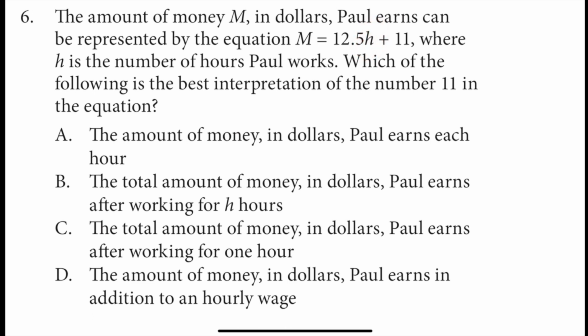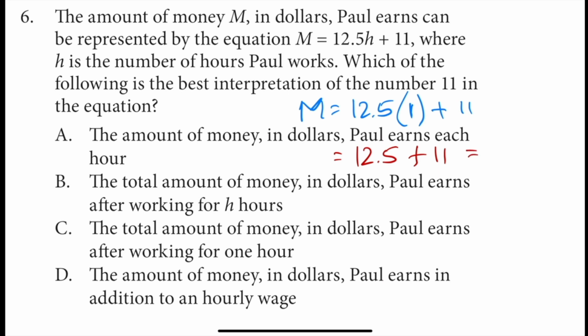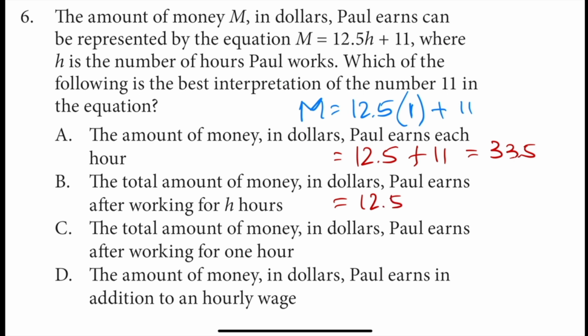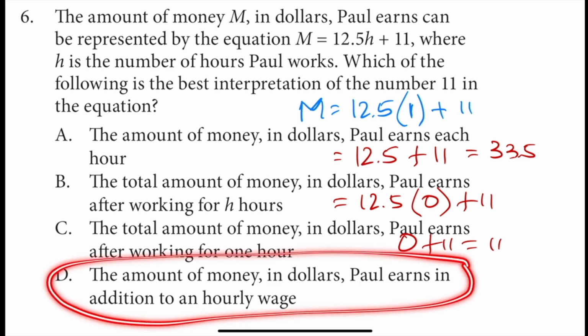H is the number of hours. Let's pretend that he works for 1 hour. How much does he make? 12.5 times 1 gives me 12.5. But after that, I have to add 11. Okay? So that's going to give me 23.5. Keep in mind, let's pretend that he doesn't work at all. 0 hours. Does he get paid? Yes, 12.5 times 0 is going to give you 0, still plus 11, so he makes $11. So the amount of money in dollars Paul earns in addition to an hourly wage.